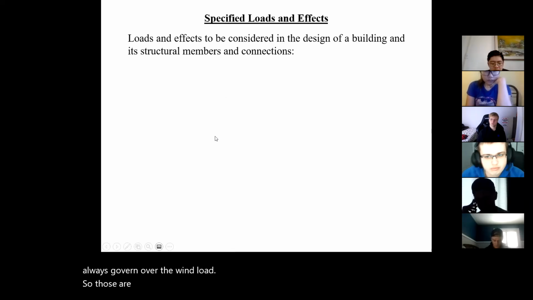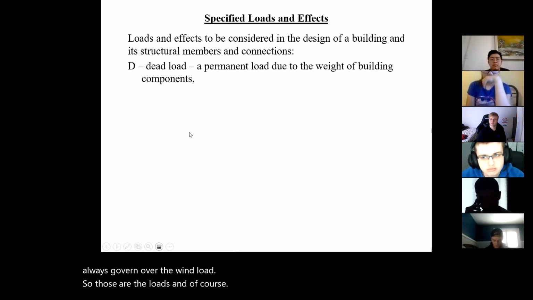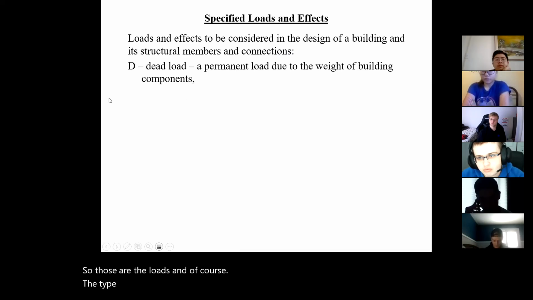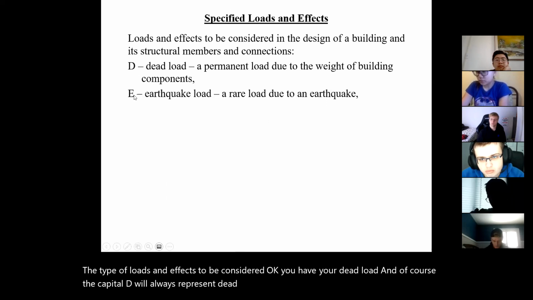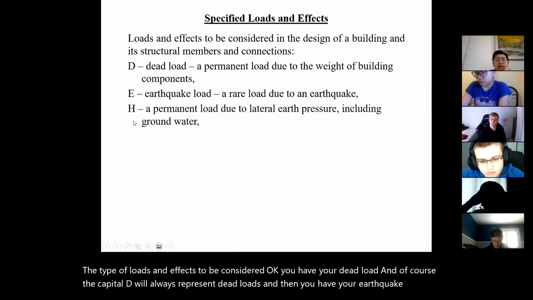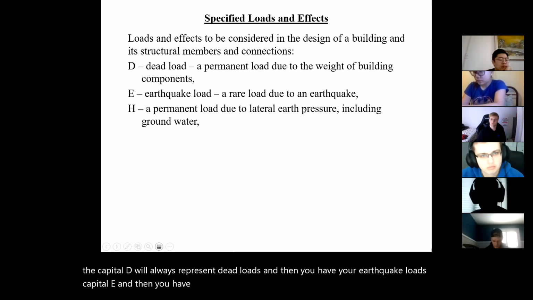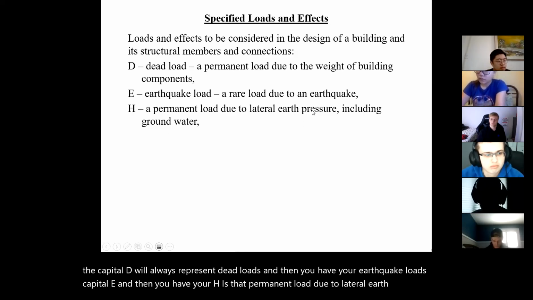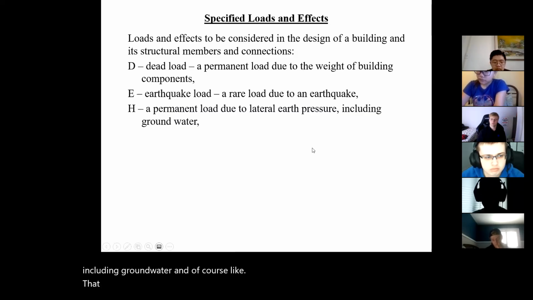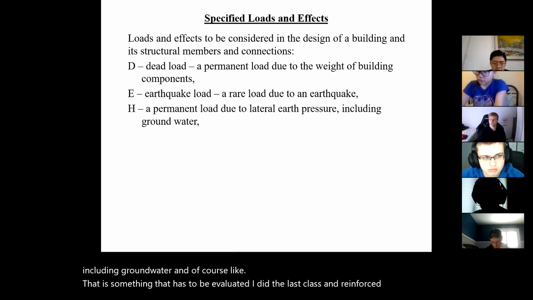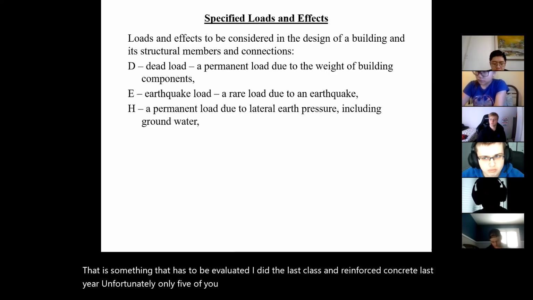Now, the types of loads and effects to be considered: your dead load, where capital D will always represent dead loads. Then you have your earthquake loads, capital E, and then your H, the permanent load due to lateral earth pressures, including groundwater. That is something that has to be evaluated. I did the last class in reinforced concrete last year. Unfortunately, only 5 of you came. I did some of this lateral load, but that's not a topic here.